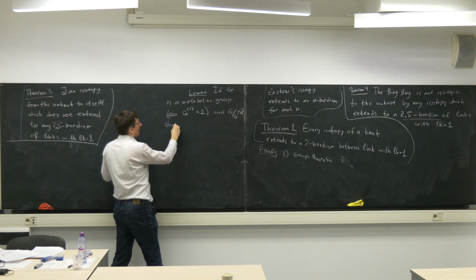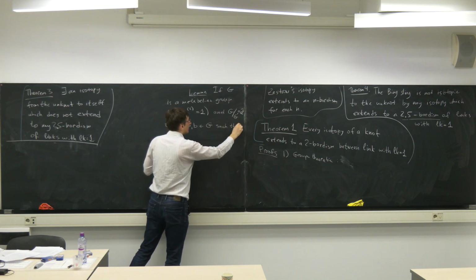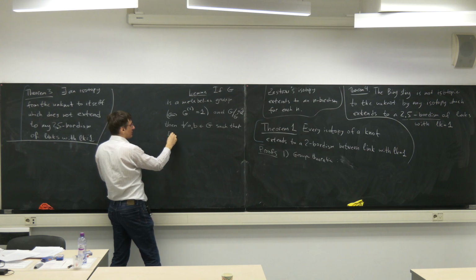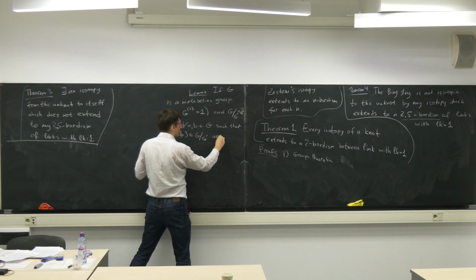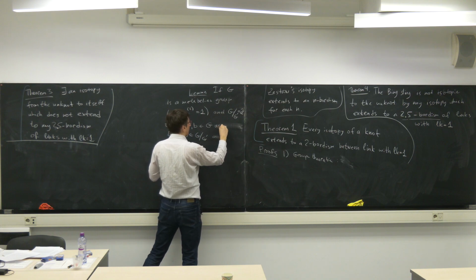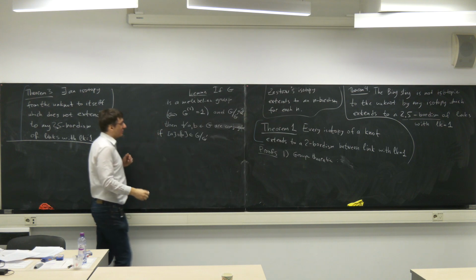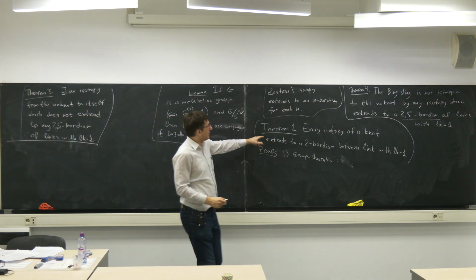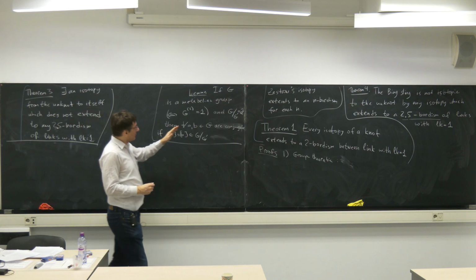Then every 2 elements of this group such that their images are the same in the abelianization are conjugate. Maybe it's better to say that they are conjugate if their images in the abelianization are the same. So it's clear that this lemma implies theorem 1. Yes, so no, it's not clear, but I will explain it.